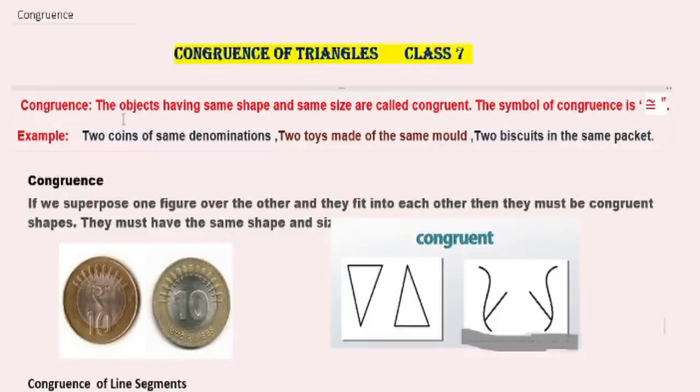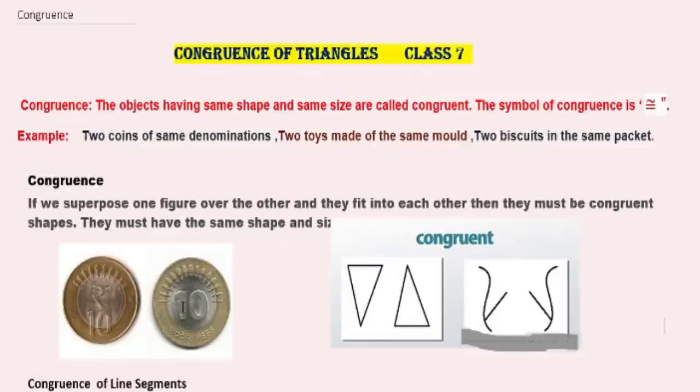Congruence: the objects having the same shape and size are called congruent. The symbol of congruence is this. That is, this is called as congruent to. So any two objects, if they are in the same shape and they are having the same size, then they are called congruent figures.